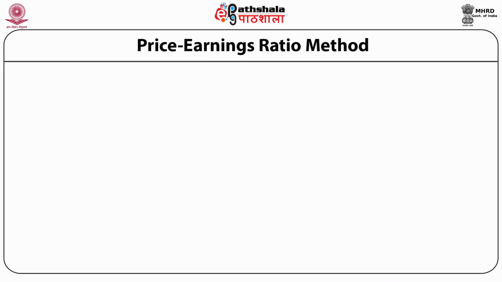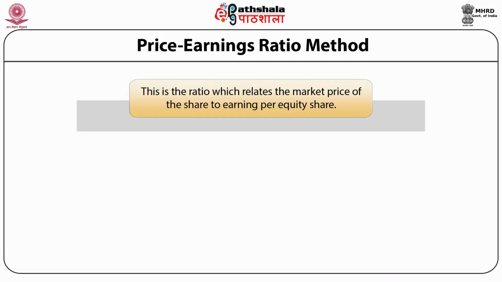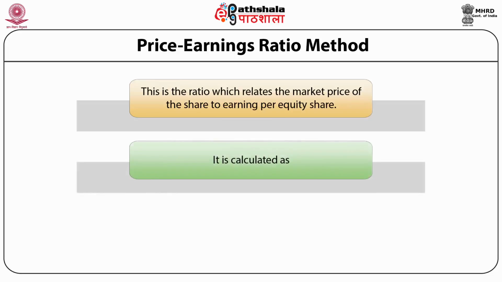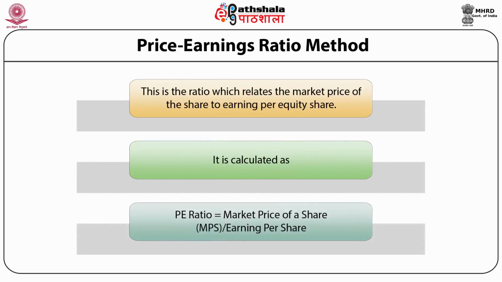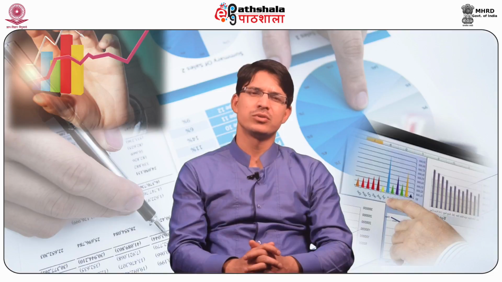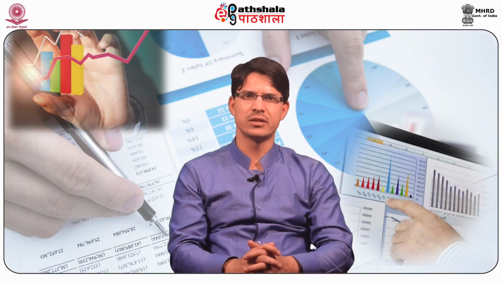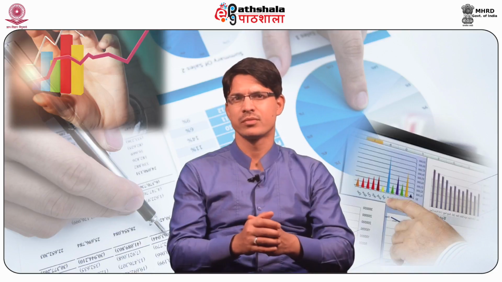Price-earning ratio method. This is the ratio which relates the market price of the share to the earning per equity share, and it is calculated with the help of following formula. Price minus earning ratio, that is PE ratio, is equal to market price of a share divided by earning per share. So students, let us summarize what we have learned in this module.